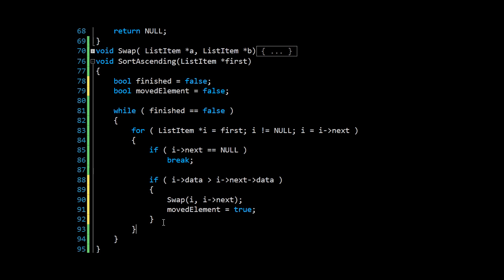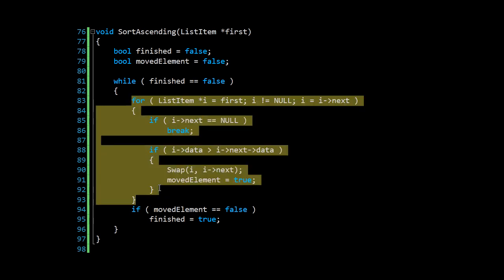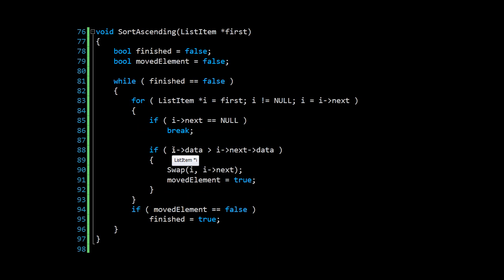And we will continue until we get out of our inner loop, and then we'll say if moved element equals false, finished equals true. So that means when we pass through all our elements and can't find any case where the current element is worth more than the next element, we'll get here, moved element will have remained false, we'll set finished, and then we'll leave our loop.